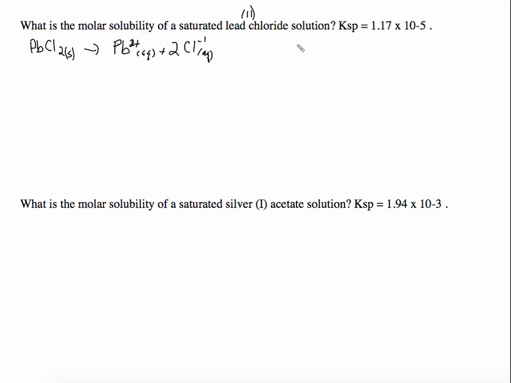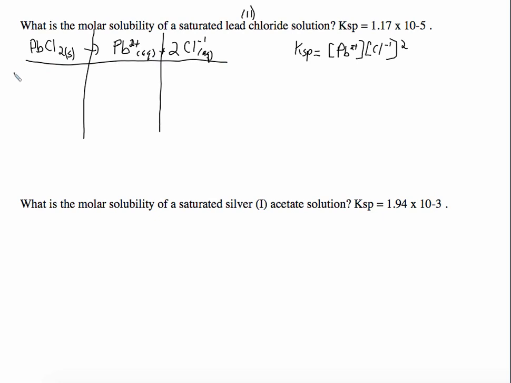Now we need to write the expression. So the Ksp expression is going to equal lead 2 plus times chloride -1 to the second power. Remember, solids are not part of it. Next step is we're going to make an ICE table. Normally with equilibrium problems you make an ICE table. So initial concentration, oops, that's supposed to be equilibrium. The thing is solids are not part of it, so you can just put a line there. Before you put this in water, or the instant that you put it in, there's 0 and 0 because nothing's dissolved yet.